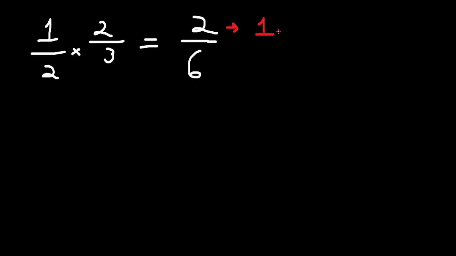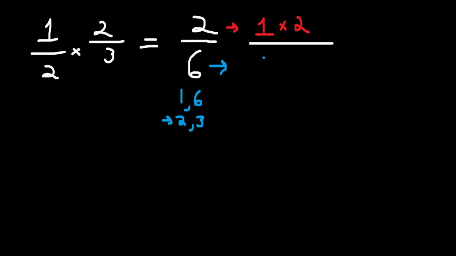So 2 is the same as 1 times 2. That's pretty straightforward. Any number times 1 is equal to itself, so that's fine. Meanwhile, on the bottom, we actually have a couple of options. So 6 can be factored into 1 and 6 and 2 and 3. So we are going to go with the 2 and 3 option.